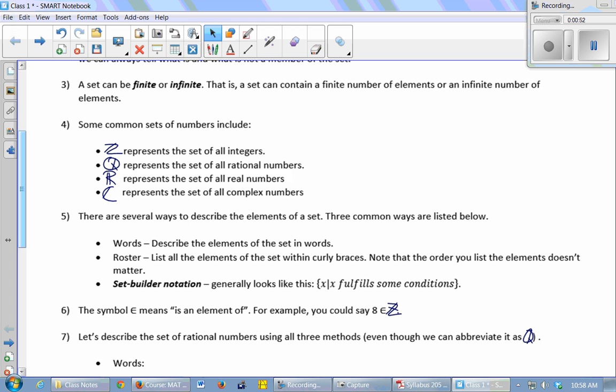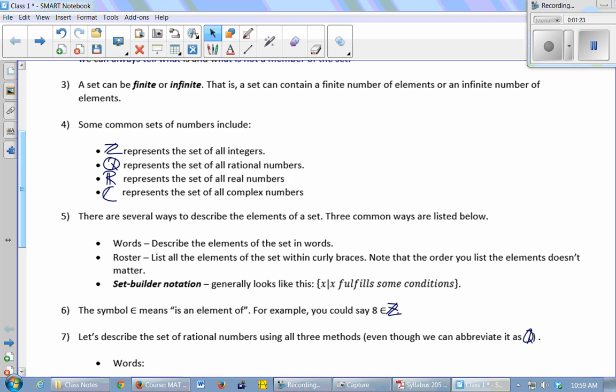Some common sets of numbers include the integers, which we represent with a capital Z. Some texts will represent it with the Z with an extra line, which is what our text does, and some will just bold the Z. So you can kind of do whichever. Q represents the set of all rational numbers. R represents the set of all real numbers, and C is the set of complex numbers.